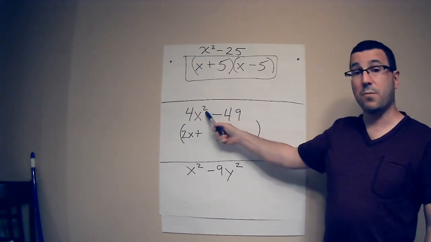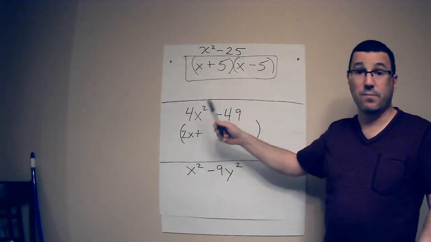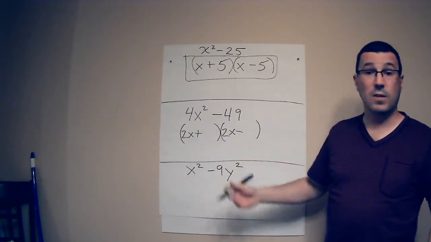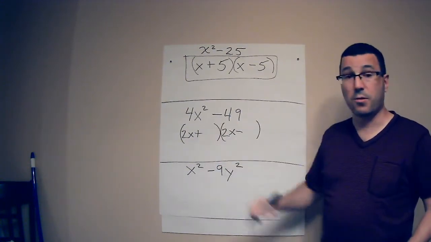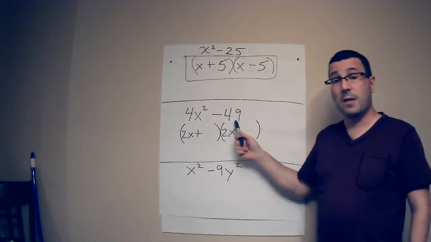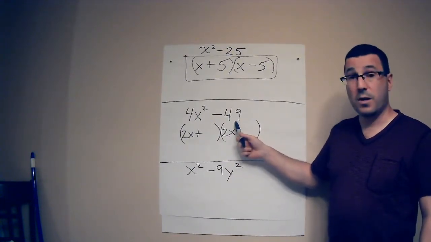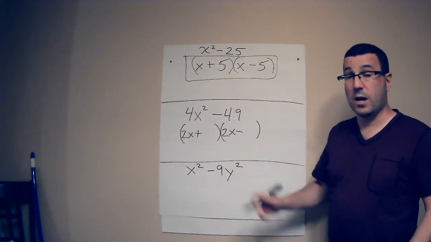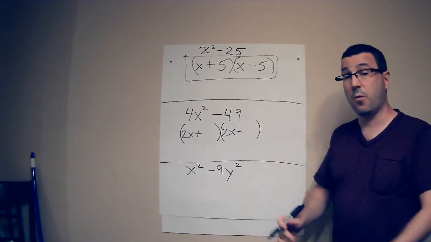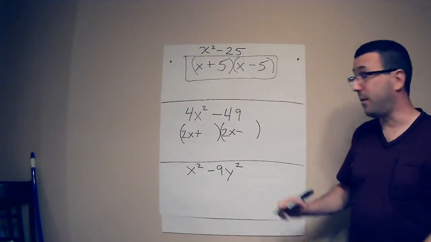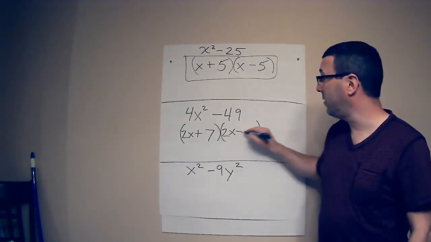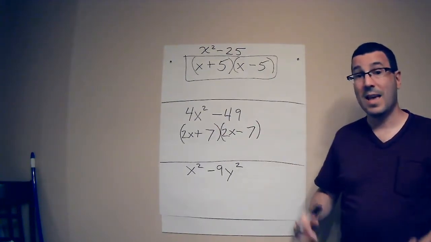Divide the exponent by 2. Again, 2 divided by 2 is 1. I don't have to actually write the exponent there. Then I move to my second term, 49. Square root of 49. What number times itself gives you 49? 7. I write 7 in both, and I'm done.